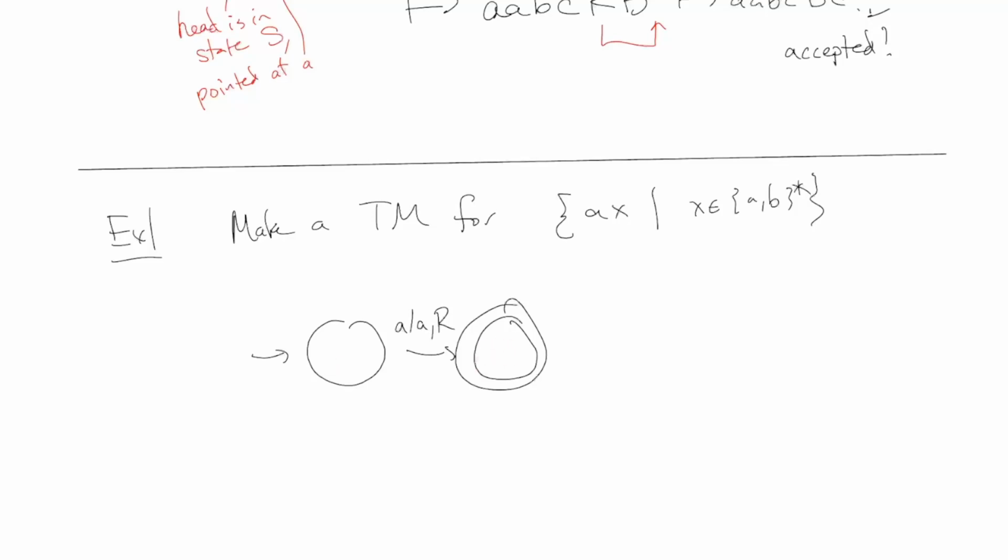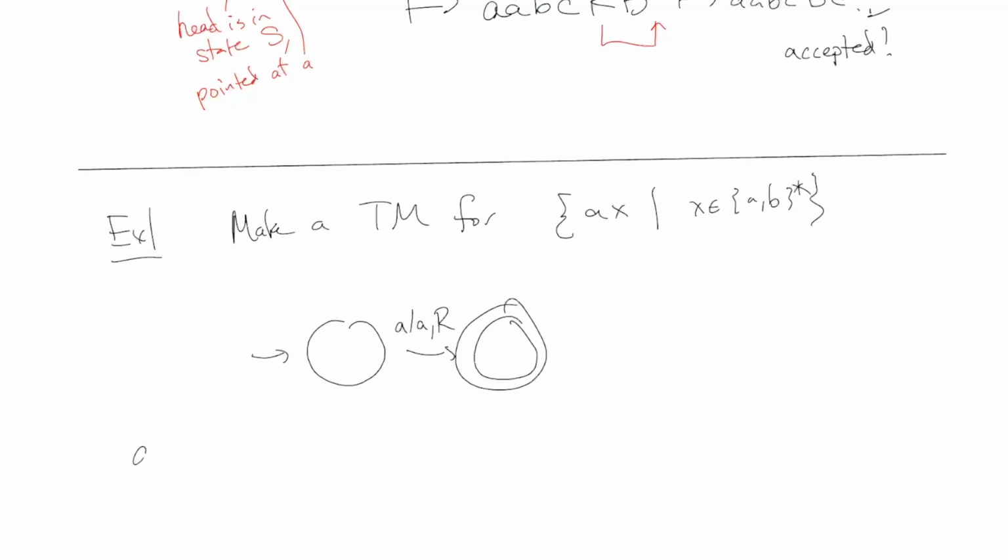So when I start, if I see an A, I go to the accepting state, and that means the string is accepted. What if I don't see an A first? If it was a B first, then I would have nothing to do and it would get stuck, which means the string is rejected. All right.